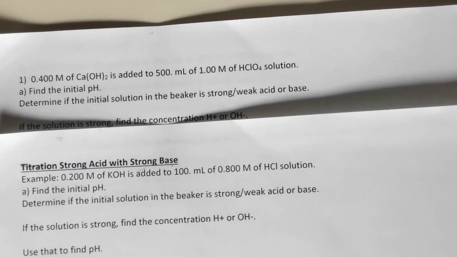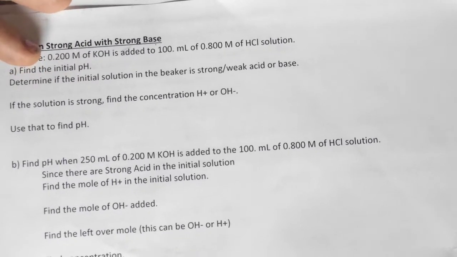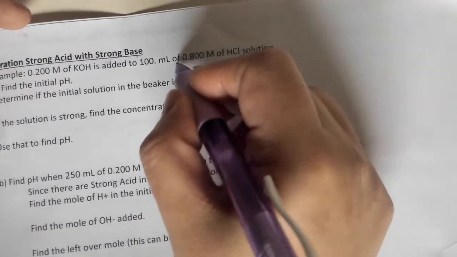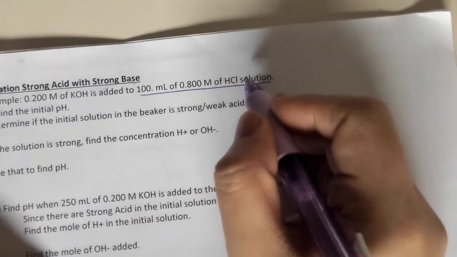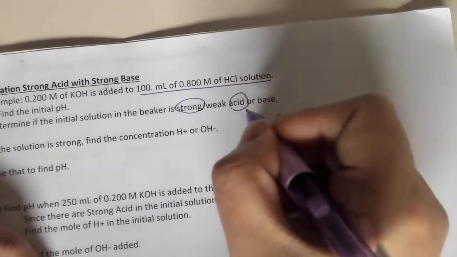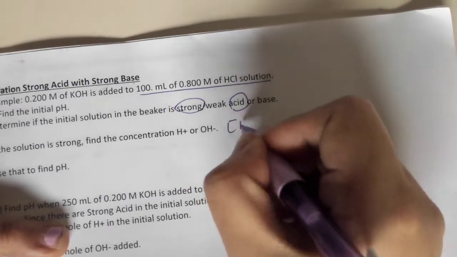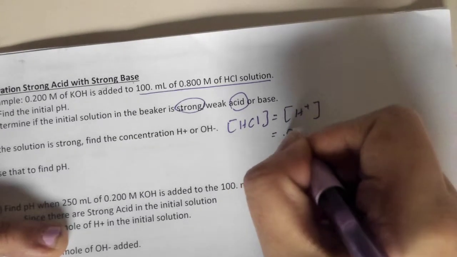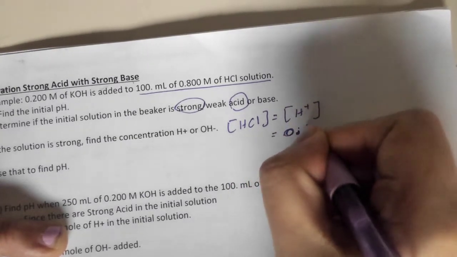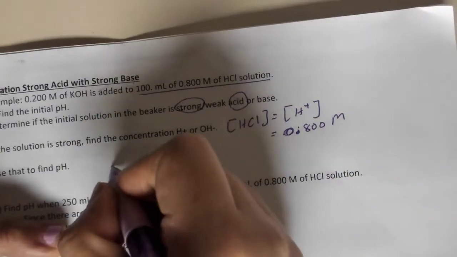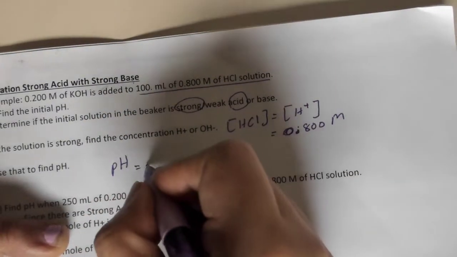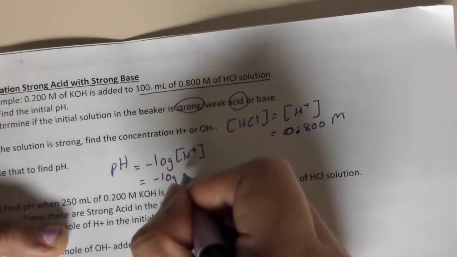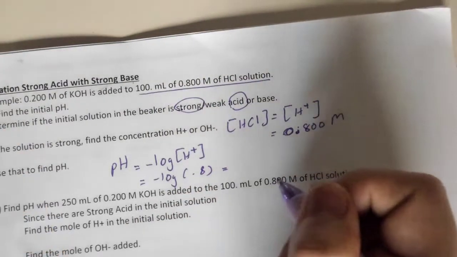Okay. All right, let's get started. Find the initial pH of the solutions and tell me whether it is weak or strong. Initially you will have this in a beaker, which is HCl, which in this case is a strong acid. Since it's a strong acid, the concentration of HCl is basically equal to the concentration of H plus. In this case, that would be 0.800 molarity. Finding pH is really easy. You have to remember the formula: pH is equal to negative log of H plus. So you just do negative log of 0.8 and then you're gonna get your answer.